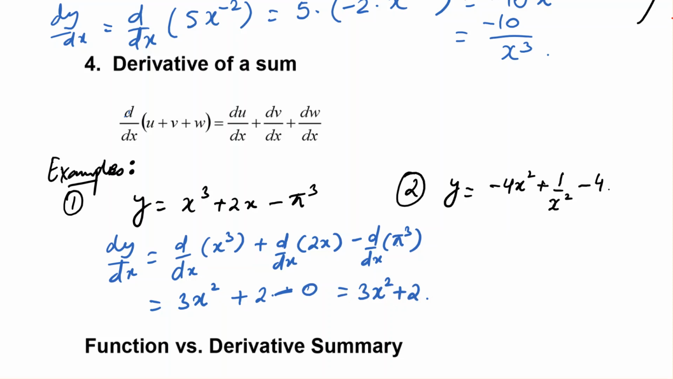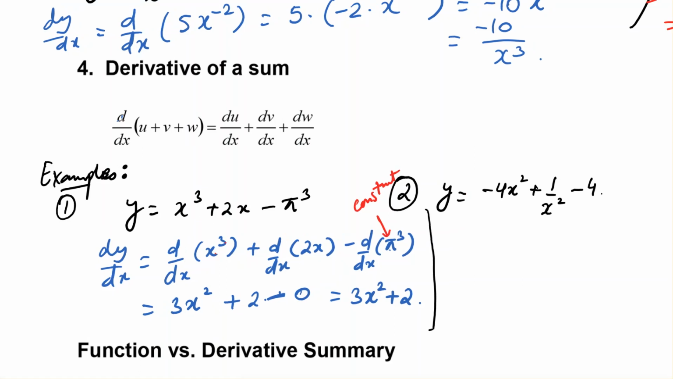Make sure you don't mix this with the power rule. This is a constant because it's pi cubed. And here we use the power rule because this is x cubed. We have the variable here.